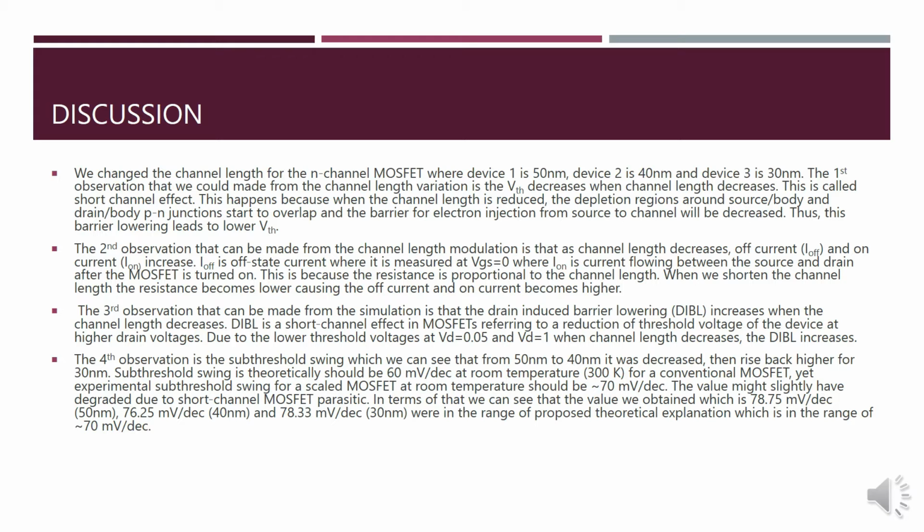In terms of that, we can see that the values we obtain are 78.75 mV per decade for 50 nanometer, 76.25 mV per decade for 40 nanometer, and 78.33 mV per decade for 30 nanometer, which are in the range of the proposed theoretical explanation, which is in the range of 70 mV per decade.